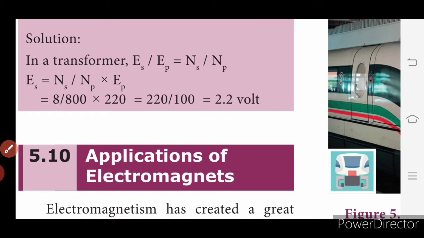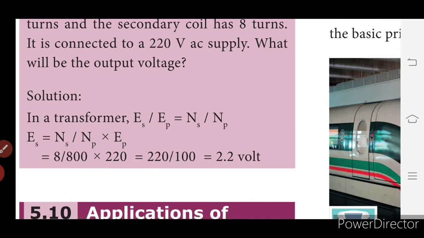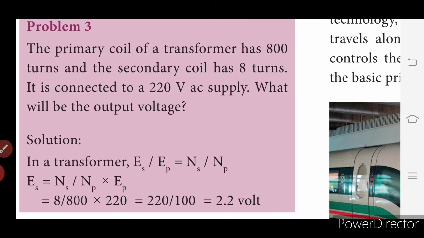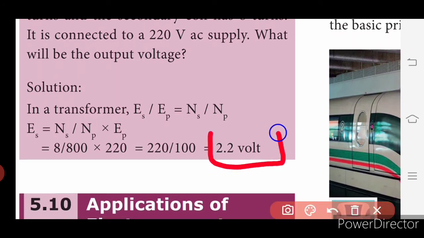So I want you all to do the problem as such given in the book, right? You have to write the given before you start the solution. So what are all the given here? Primary coil of a transformer has 800 turns. The number of turns in the primary coil is 800, the number of turns in the secondary coil is 8, and the AC supply is 220 volts. Then write the solution. Then write the answer and box the answer with the unit.